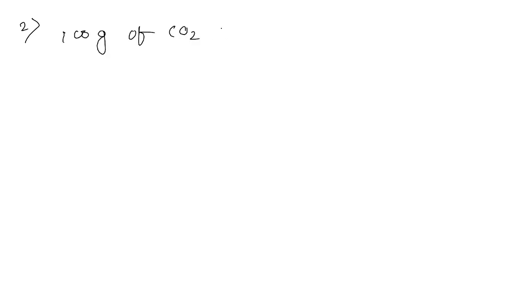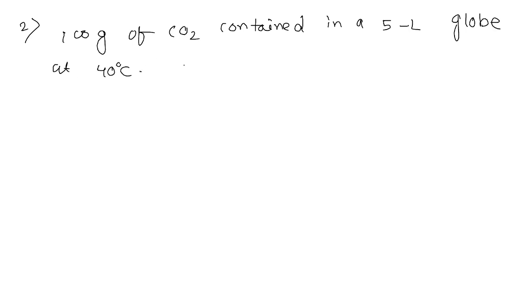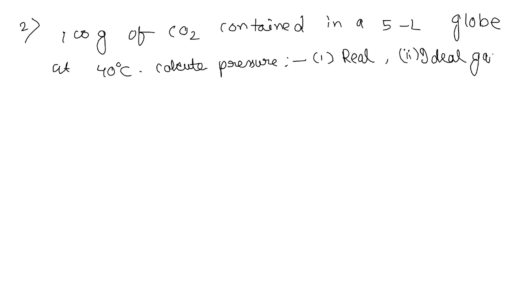100 gram of carbon dioxide was contained. We have to calculate the pressure when we consider it as a real gas and as an ideal gas. For real gas and ideal gas, the equations will be different. Okay, first, how to approach the question.